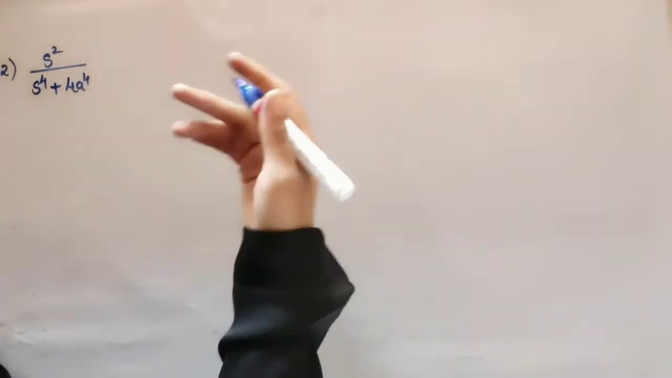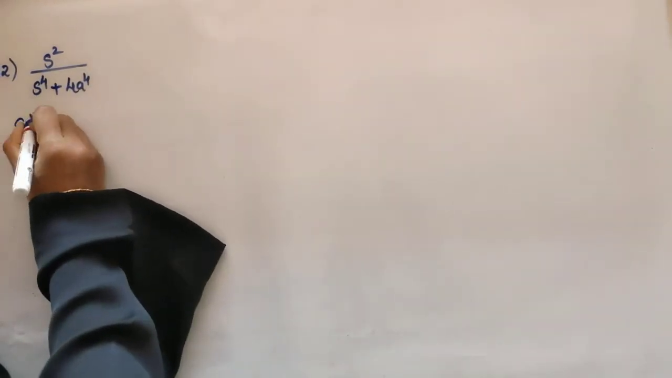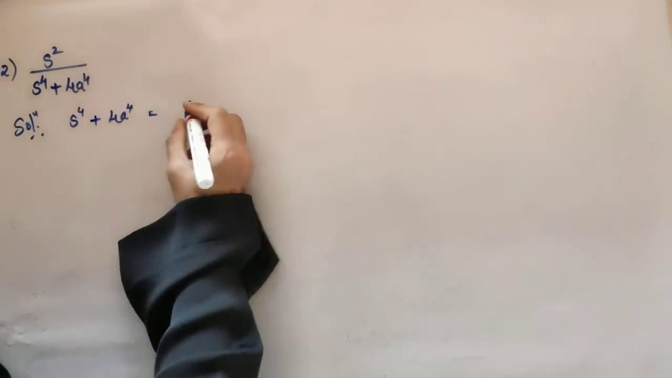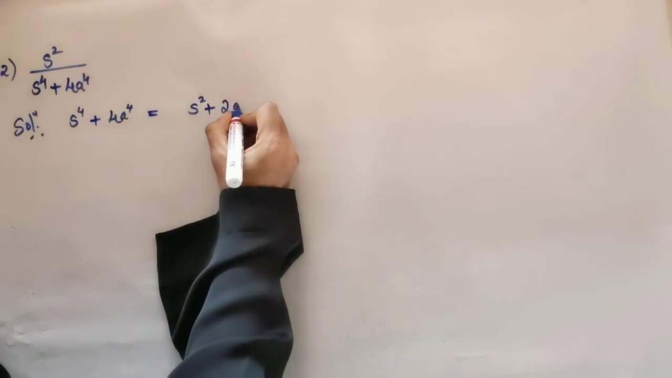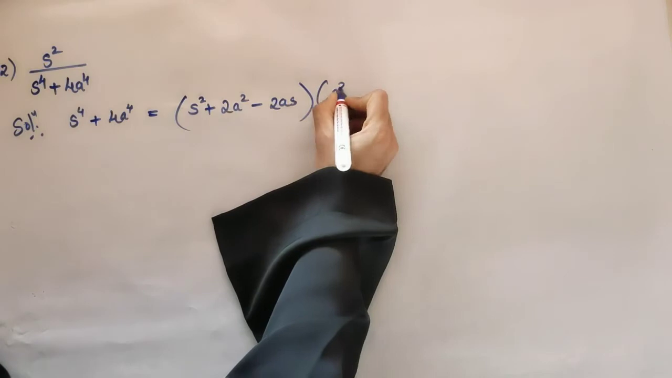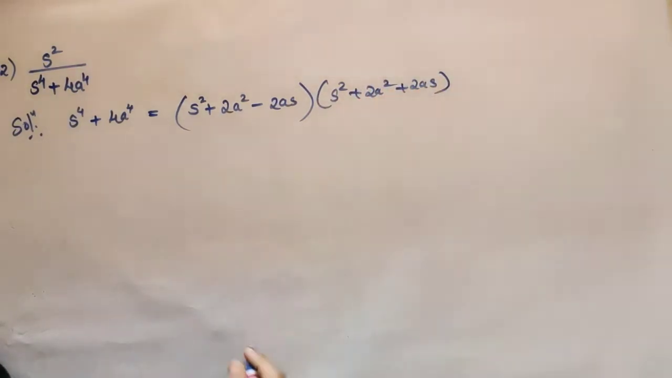So I'll just use the same previous problem directly. See here, I know that s to the power 4 plus 4 times a to the power 4 can be written as (s square plus 2a square minus 2as) into (s square plus 2a square plus 2as). This thing we have seen in the previous problem itself, so I am directly using it.